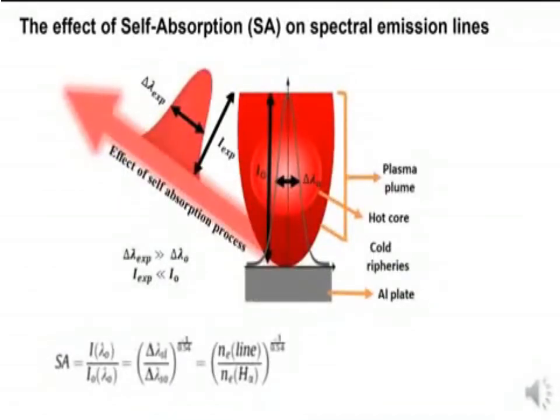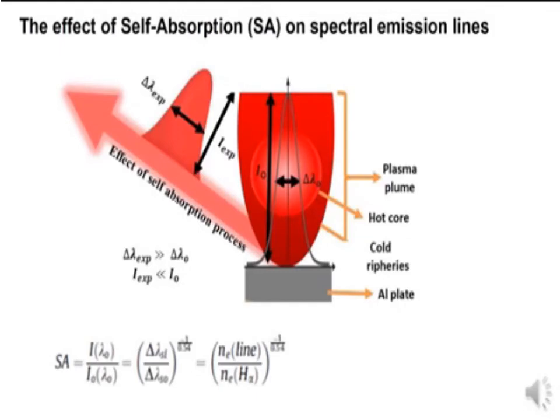Now we will speak about the effect of self-absorption on the spectral emission lines. We show from the figure now that self-absorption will affect the spectral line as shown in the figure. It will decrease its intensity and it will cause broadening of the spectral line, as shown in the figure.